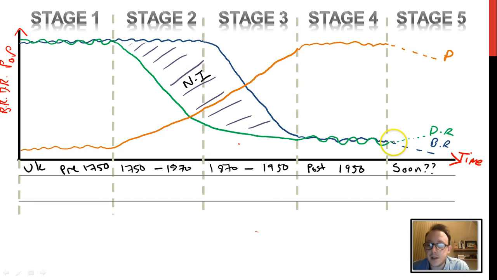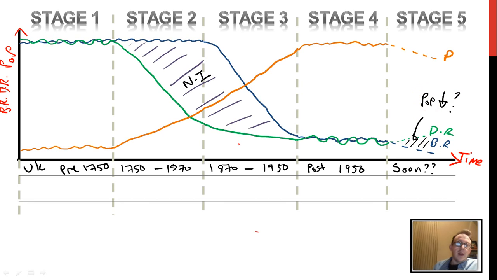But because there's more old people, that means that less people are having babies, so the birth rate falls, and this actually leads to a population decrease. Stage 5, the area I'm going to shade in black, we'll put a little arrow to it, we'll say pop decrease.